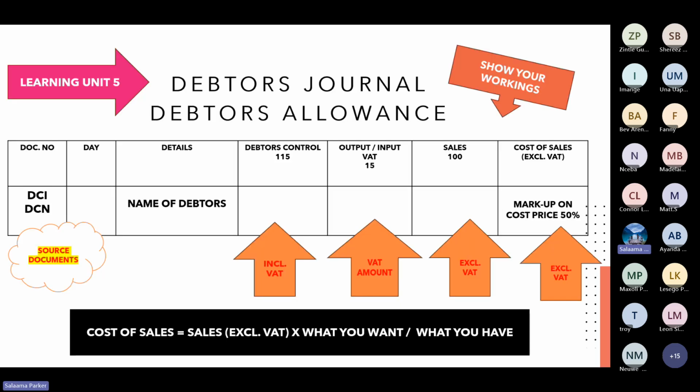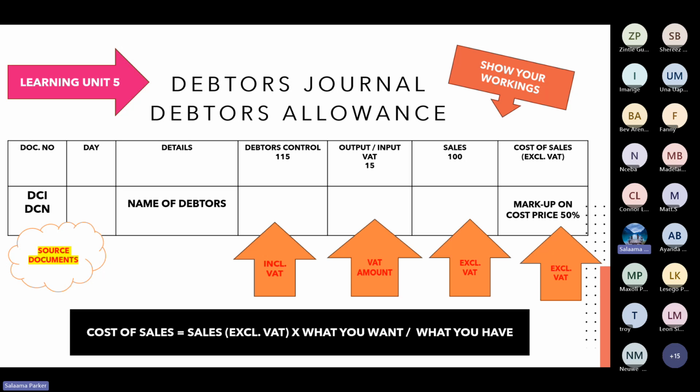So what goes into our debtors journal? We know that it's for all credit sales, right? The source document for the debtors journal is the duplicate credit invoice. For the debtors allowance, it is the duplicate credit note. So don't forget to record your source documents if you do not want to lose unnecessary marks. The details is the name of your debtor. Into the debtors control will be the inclusive VAT amount.